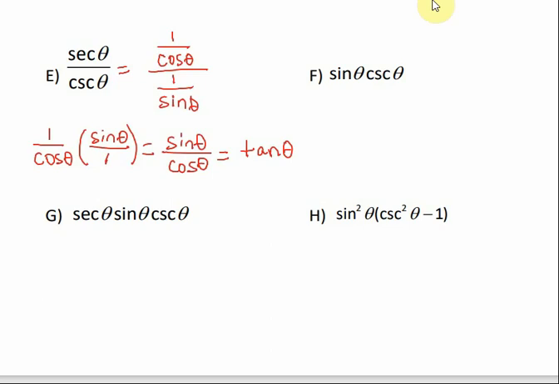So for F, we have sine of theta times cosecant of theta. For the cosecant of theta, let's change it into terms of sine or cosine. We know that cosecant is the reciprocal of sine. So sine of theta is going to stay the same, and I'm going to change cosecant of theta to 1 over sine of theta. Now if I multiply that together, I get sine of theta over sine of theta, which just equals 1.